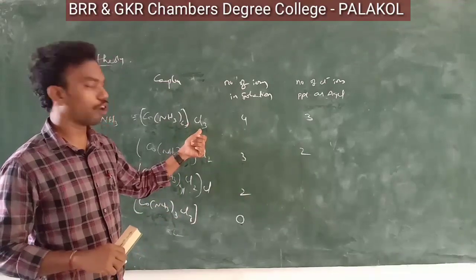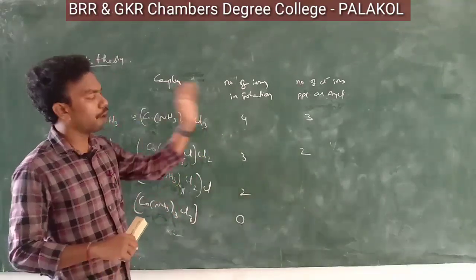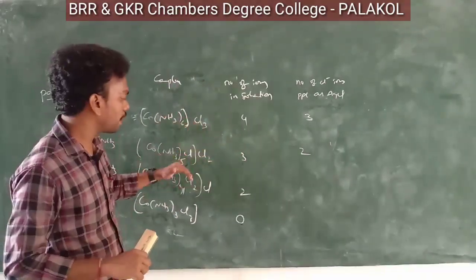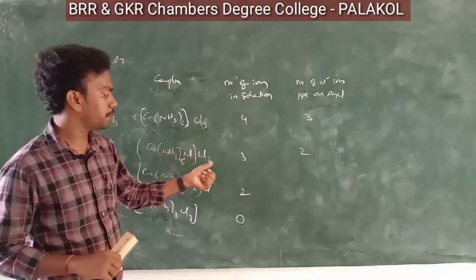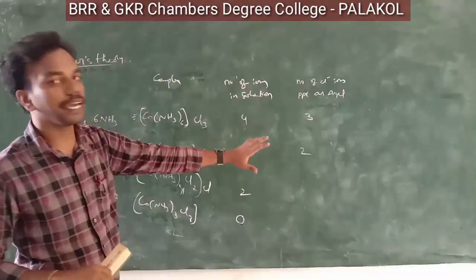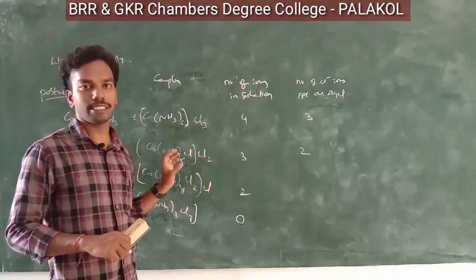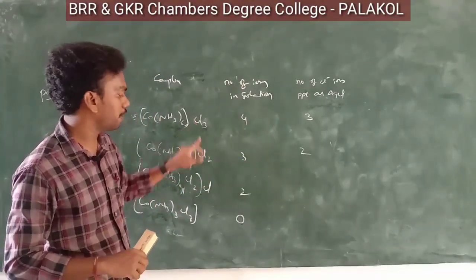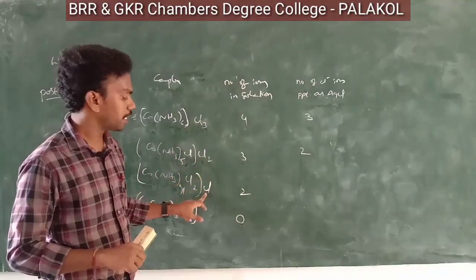But in the first complex, the 3 chloride ions are present in the outer sphere, that is, the ionization sphere. In the second complex, only 2 chloride ions are present in the outer sphere. And in the third complex, only 1 chloride ion is present in the outer sphere. The Ag plus ions react with the Cl minus ions. Here 3 chloride ions are available. Here 2 Cl minus ions are available. Here 1 chloride ion is available.